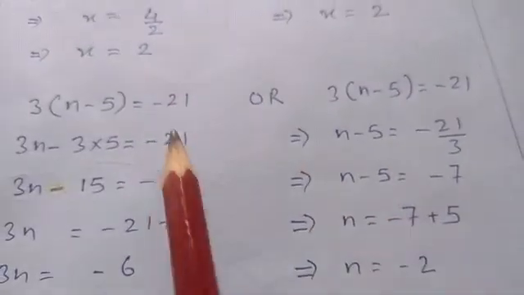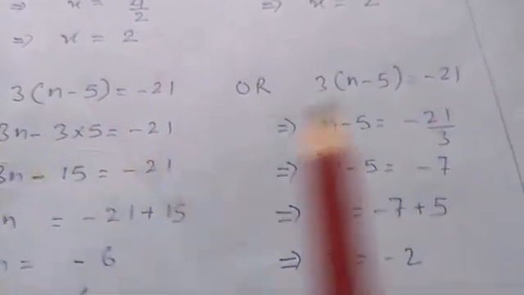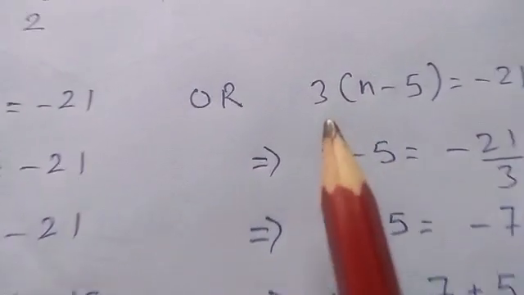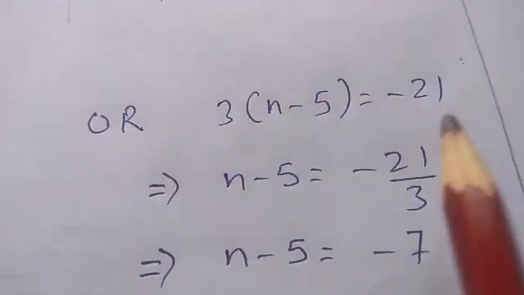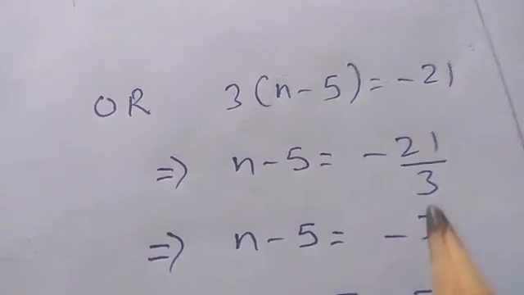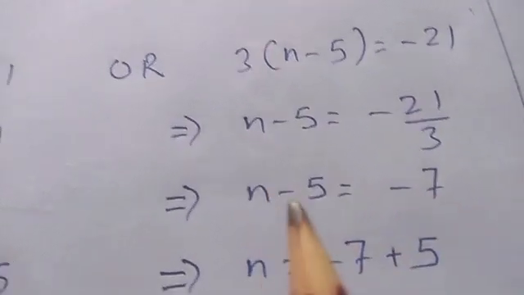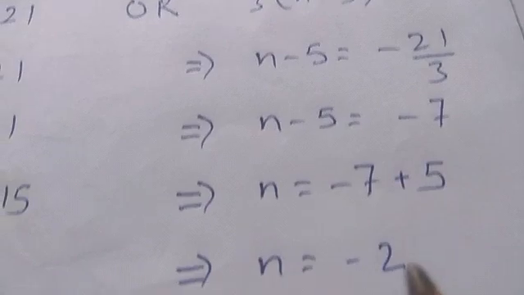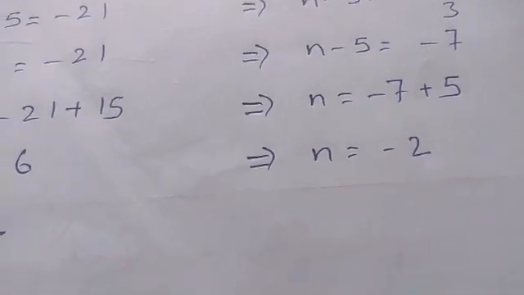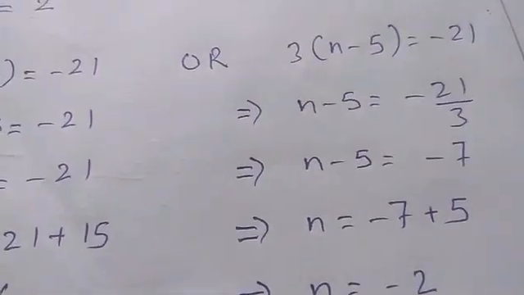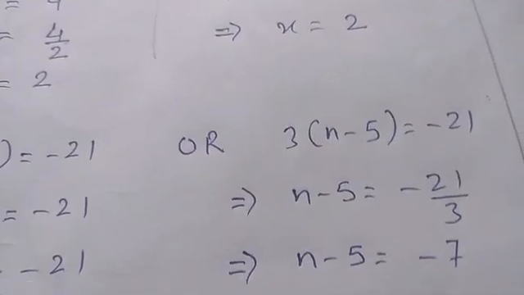Correct? The same question can be done in a different way. This 3 is multiplied, and if I put it here, it will become minus 21 divided by 3. Answer is minus 7. Minus 5 we bring this side, this will become plus 5. So the answer will be minus 2. Correct? So this is how I did 2 parts for you.